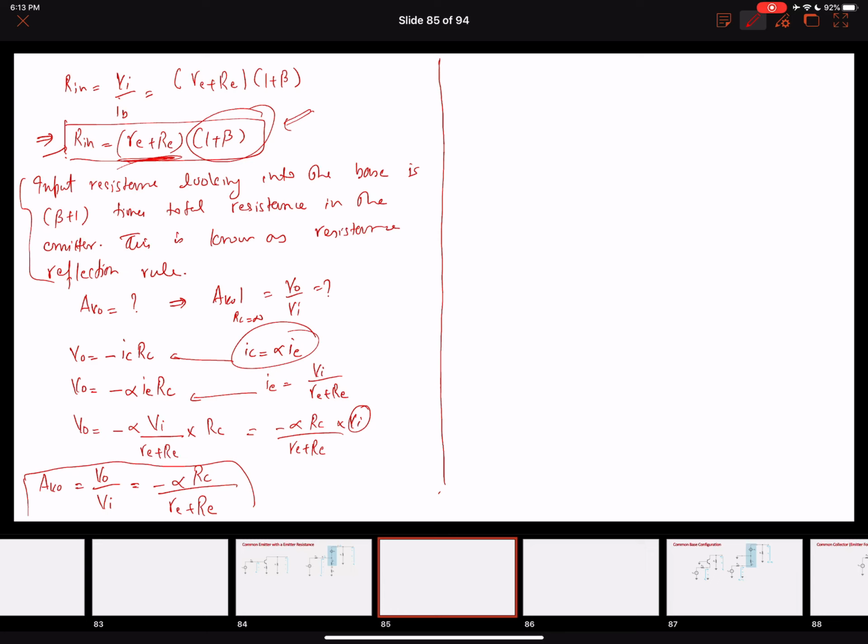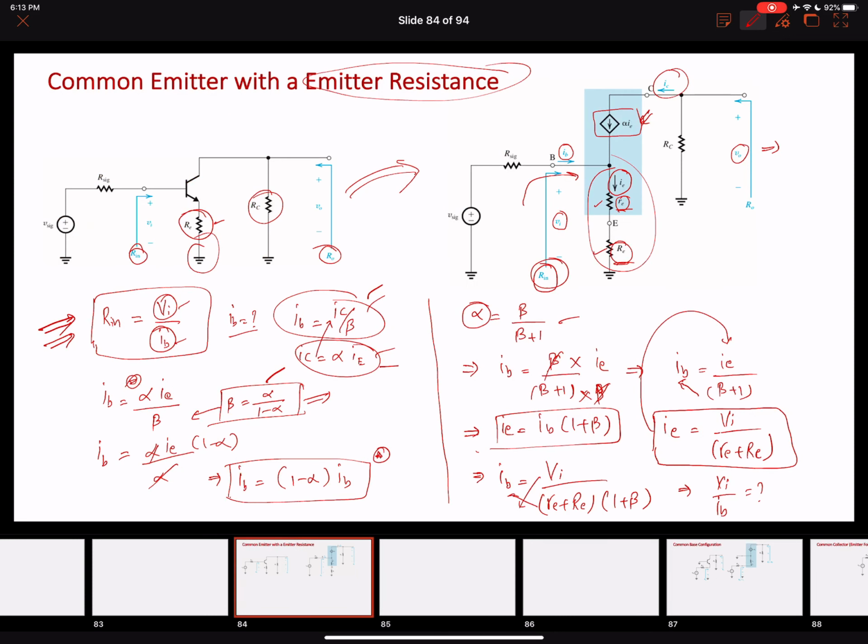Okay, so another interesting thing. After finding out the open loop voltage gain, the second thing that we can do is find out the value of voltage gain with the resistor attached. So let's do the value of the voltage gain, again V naught over Vi with load resistance. Our load resistance will now be connected in parallel to RC.